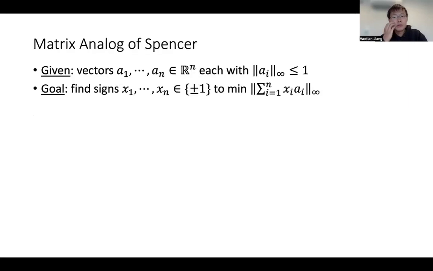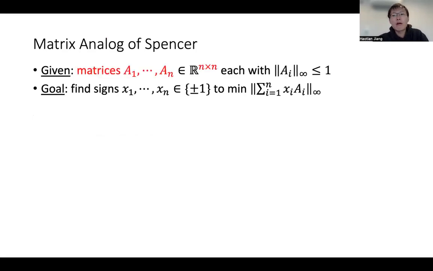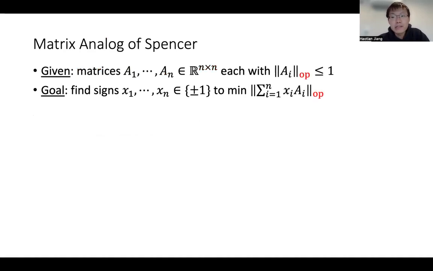What I want to do now is to discuss a matrix analog of Spencer's setting. So instead of vectors, we're now given n by n matrices A1 to AN. Instead of the infinity norm, we assume that each matrix Ai has operator norm at most 1, and discrepancy is also measured in terms of the operator norm. So what is the operator norm of a matrix? Well, it's the maximum singular value of the matrix. For a symmetric matrix, this is just the maximum absolute value of all its eigenvalues.